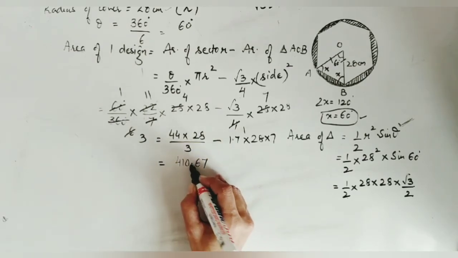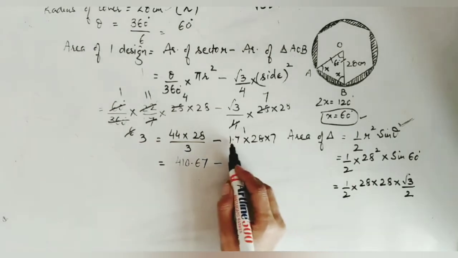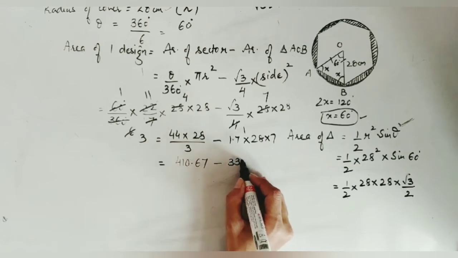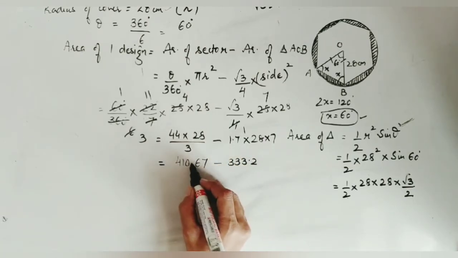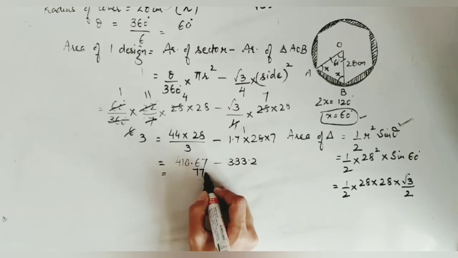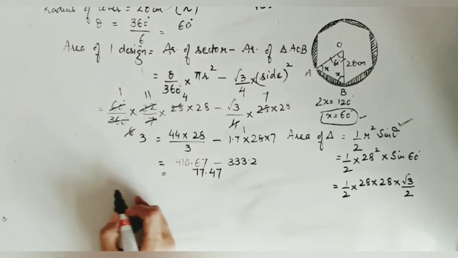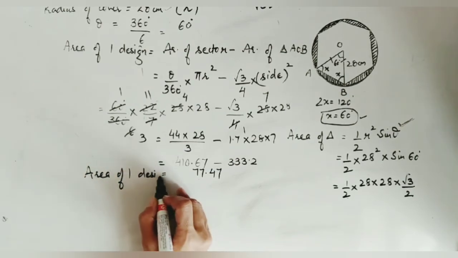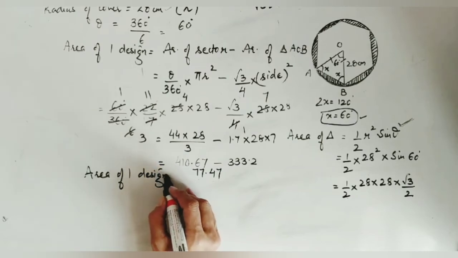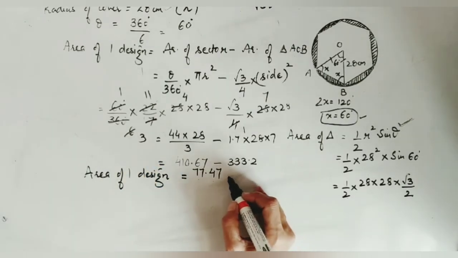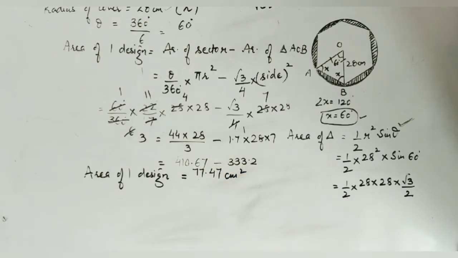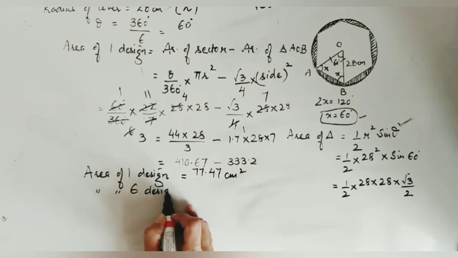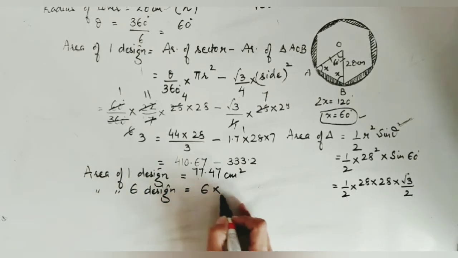The resultant from here, solving this, you would get 410.666, or round it off to 410.67, minus, solving this, the resultant would be 333.2. Subtracting both, it is 77.47. Now see, whatever is done is just for one design. This is the area of one design. It's in centimeter square. We need it for 6 designs. Okay, for 6 we'll just multiply it by 6.